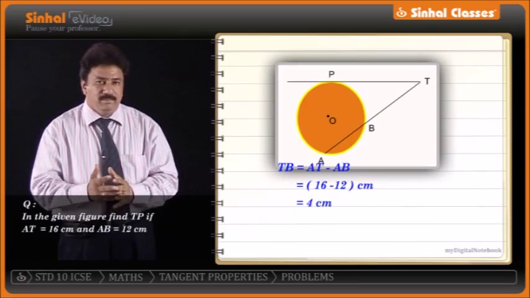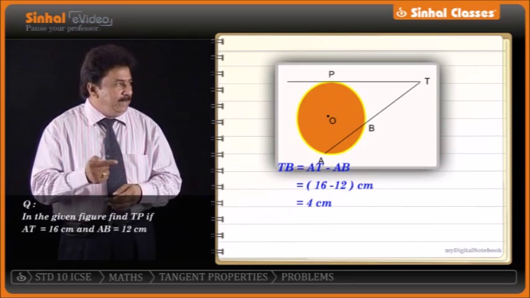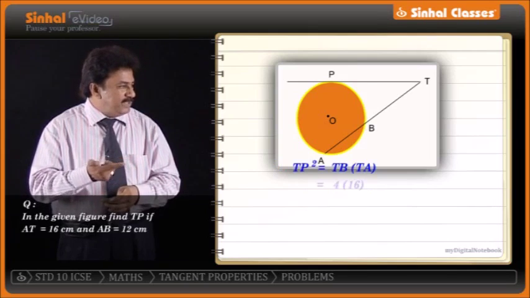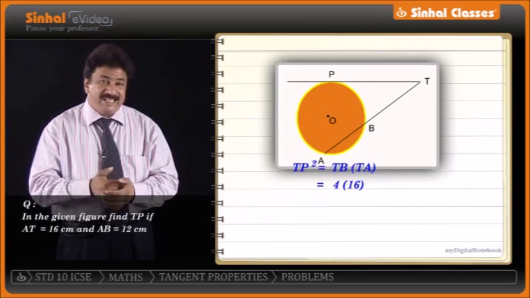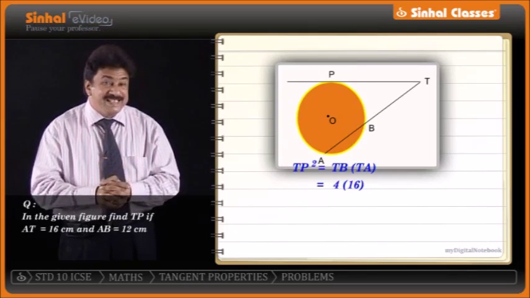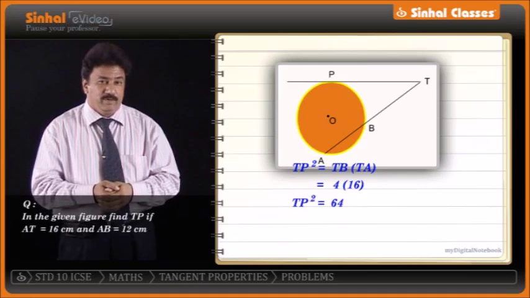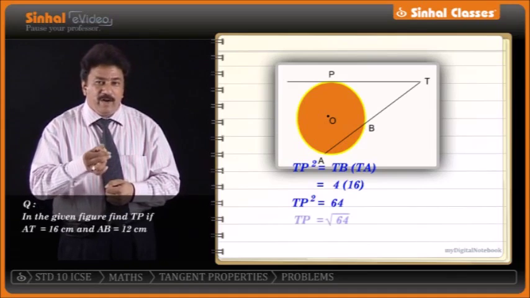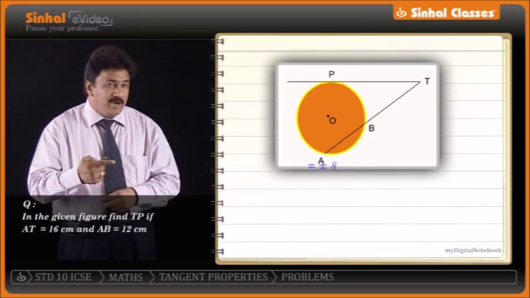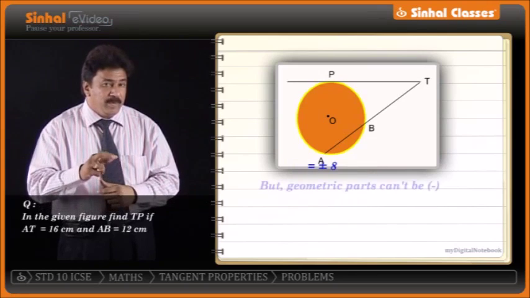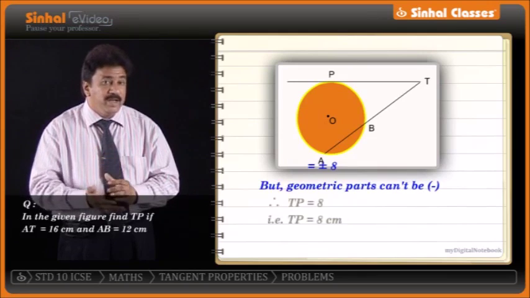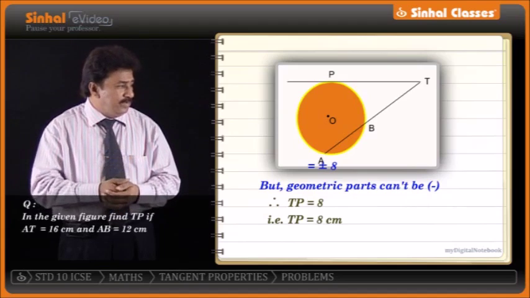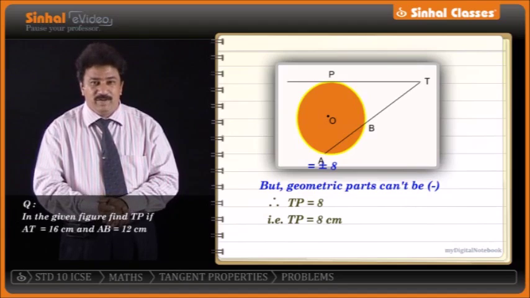By using which formula? Yes, the same formula. TP square is equal to TB into TA. That is TP square is equal to 4 into 16. 16 fours is 64. So TP square is 64. But I don't want the value of TP square, I want the value of only TP. So TP is under root of 64. That is TP is equal to plus or minus 8. But geometric parts can't be negative. Therefore TP is 8 centimeters. So finally, TP is equal to 8 centimeters. That was required to be found out, and we have done it.